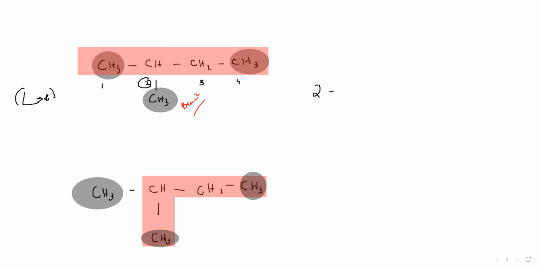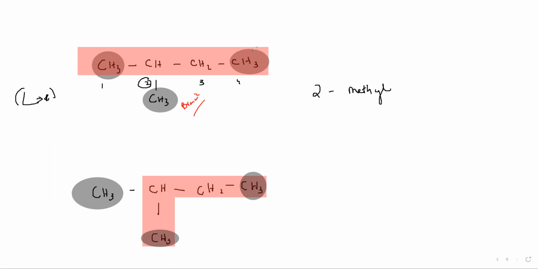How many carbon atoms in the branch? So 1 carbon atom in the branch. So I will call it meth, because 1 carbon, and because it is a branch, I will say yl. So it is 2-methyl. Like, second position, I have a branch which contains 1 carbon atom. That's why it is 2-methyl.